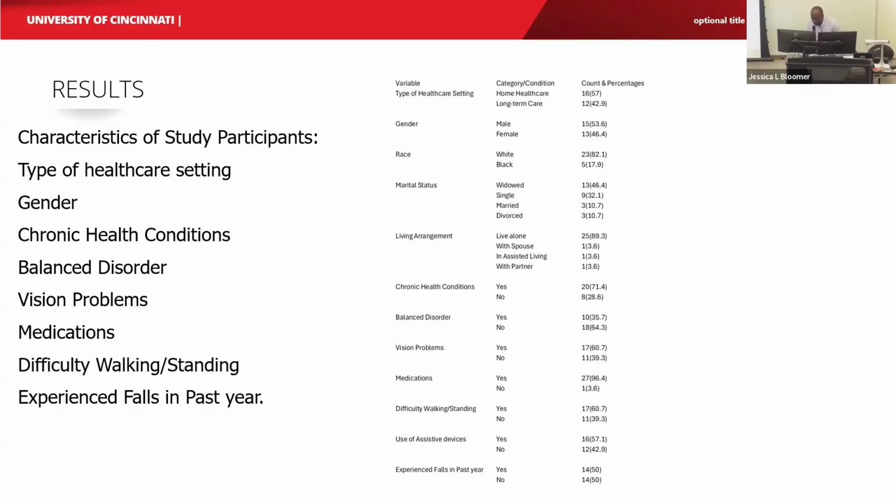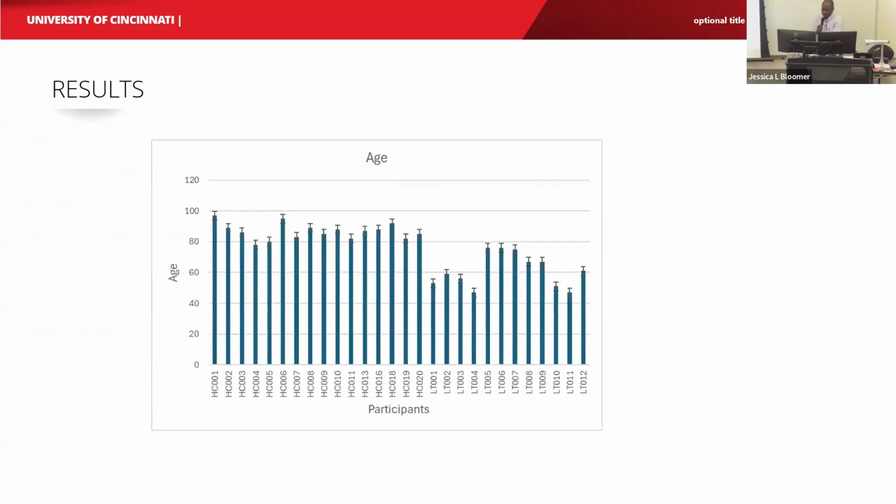They had balance disorder, they had vision problems, and they were using medication, and they had difficulty in walking or standing, which are all intrinsic risk factors that can result in a patient falling. So looking at the age, most of the participants were at the age of 60 and above. I had two that were below 60, but they were really interested in taking part in the study, and they wanted to understand what was going on. I just had to include them.